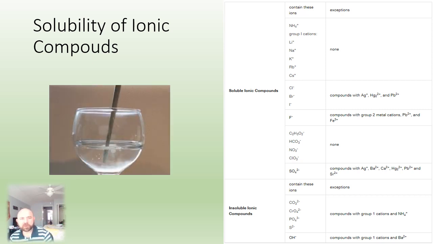And then we have some sulfate. A lot of sulfates are soluble except for when it's a silver sulfate, barium sulfate, calcium sulfate, lead sulfate, or strontium sulfate. And then on the bottom, we see the insoluble ionic compounds. These ions are very often insoluble. The carbonates, the chromates, the phosphates, and the sulfides often lead to insoluble compounds, and you can see there are a few exceptions there, as well as the hydroxides. A lot of times they are insoluble. We'll look at some examples in the next few slides of how you might want to read these to get yourself familiar with using a solubility table.